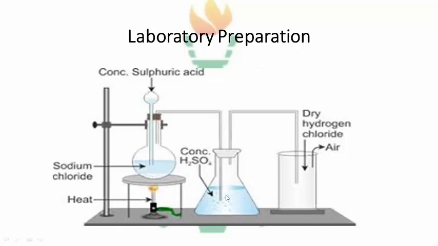The hydrogen chloride gas produced is directed into this conical flask containing the sulfuric acid. The reason for this is to remove any moisture accompanying the hydrogen chloride gas produced from this reaction. After the moisture has been removed, the dry hydrogen chloride gas is collected through the downward delivery method of gas collection, which is the same thing as the upward displacement of air method of gas collection.